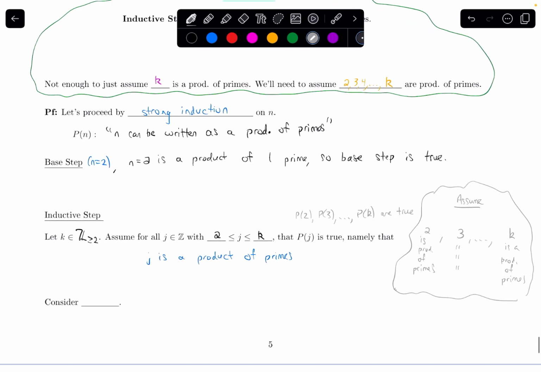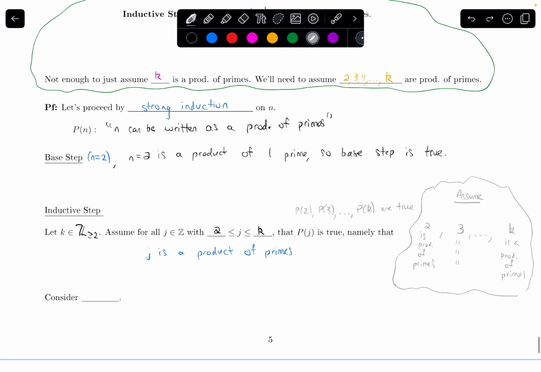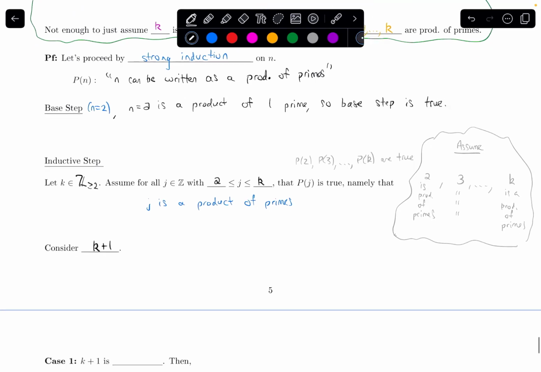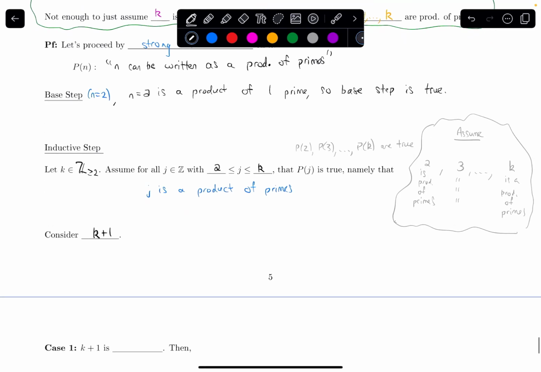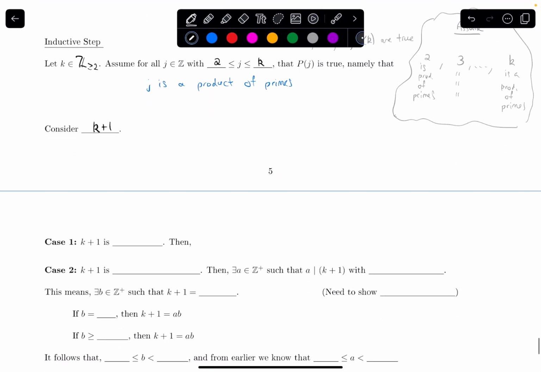Okay, so what I need to do now is make the jump to k plus 1. So let's go ahead and consider k plus 1. There are two cases that I want to consider. In the first case, what if k plus 1 is prime? What if we got lucky and this was already a prime number?